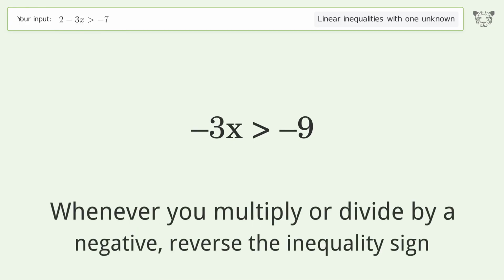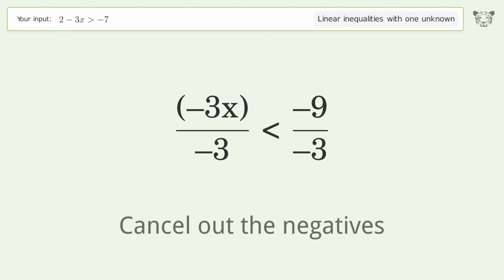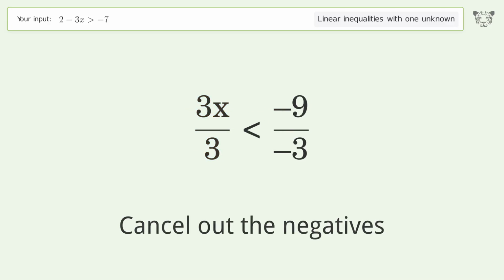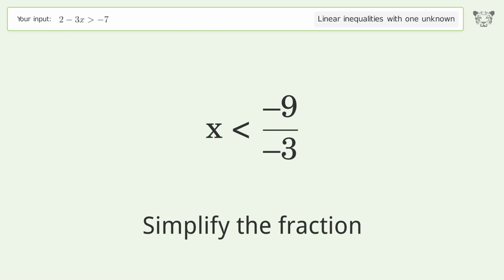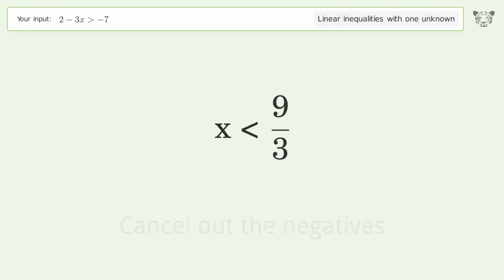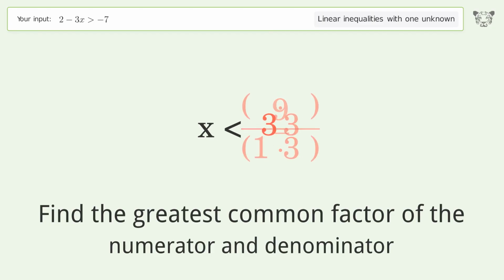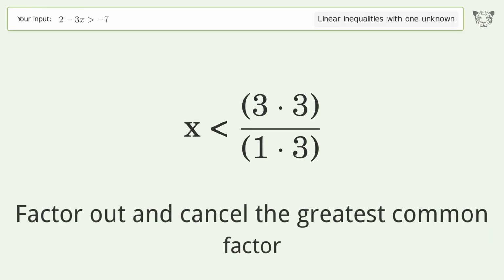Whenever you multiply or divide by a negative, reverse the inequality sign. Cancel out the negatives. Simplify the fraction. Cancel out the negatives. Find the greatest common factor of the numerator and denominator. Factor out and cancel the greatest common factor.